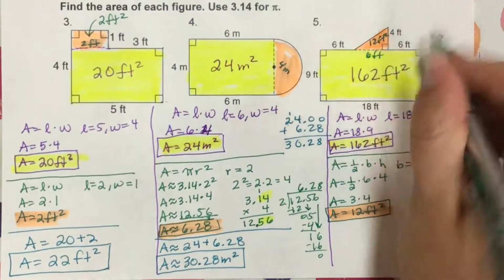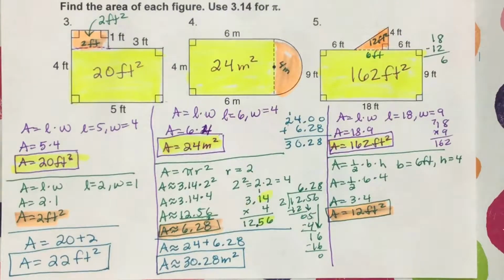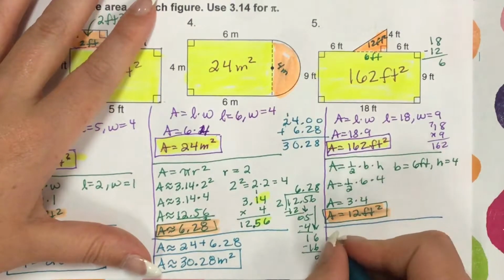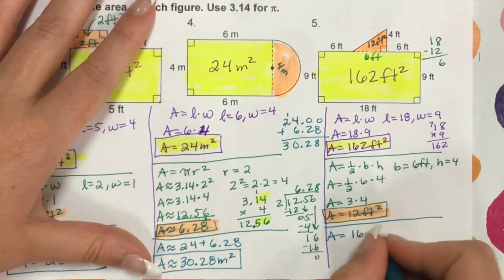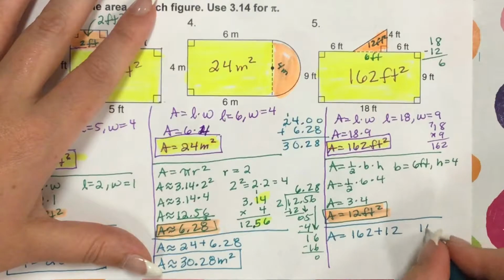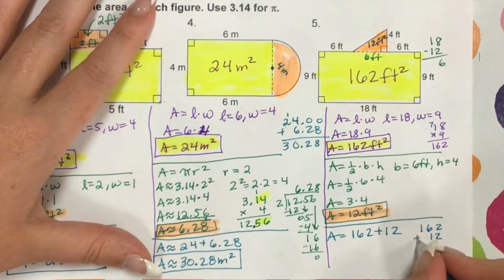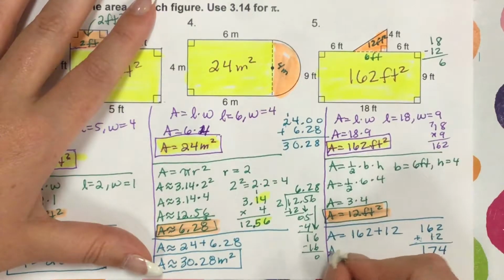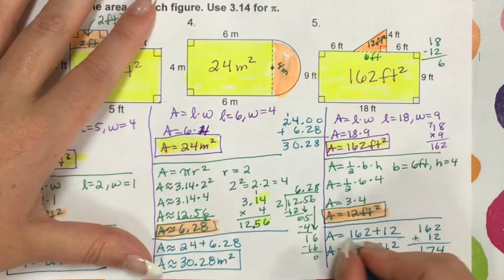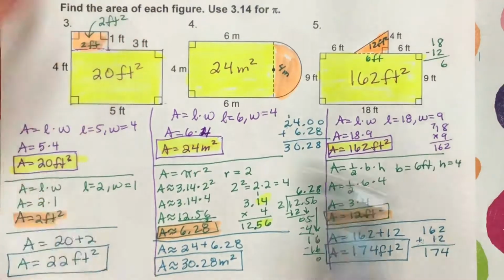Okay, now if we want to find the area of the entire figure, we just need to add up those values. So we're going to say the area is equal to 162 plus 12. So if we take that off to the side, add them up, 2 plus 2 is 4, 6 plus 1 is 7, we drop down the 1, we get the area is equal to 174 feet squared. And there we have it.